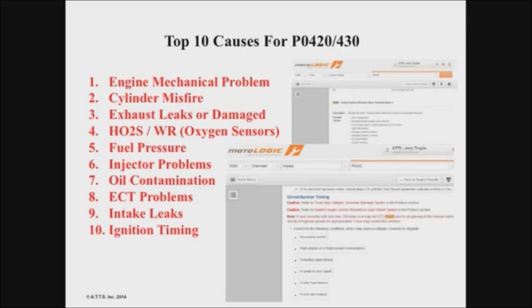Exhaust leaks or damage. Finding these exhaust leaks is important because that's going to change what those oxygen or air-fuel sensors may look at, and that'll give you an issue with a 420, 430. Cylinder misfire. Now, the word misfire, I think most people in our industry, when we hear it, ignition pops in your head, right? But it could be a lot of things. It could be fuel, it could be mechanical, correct?